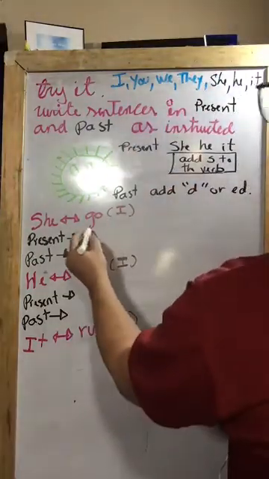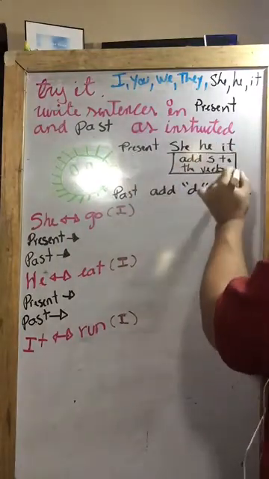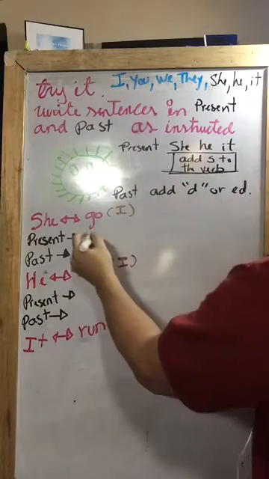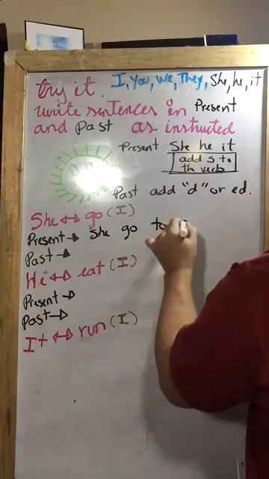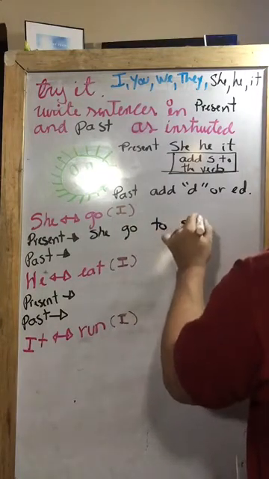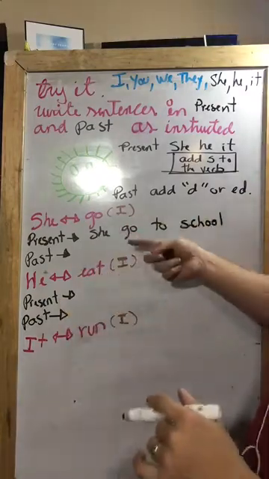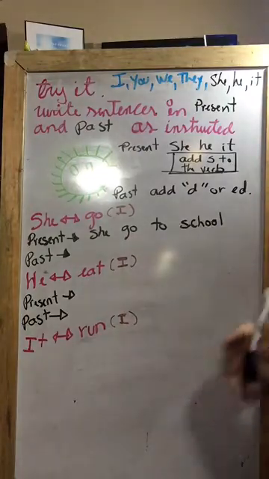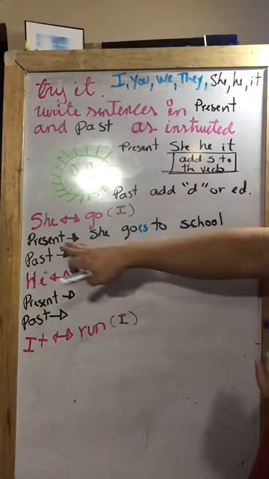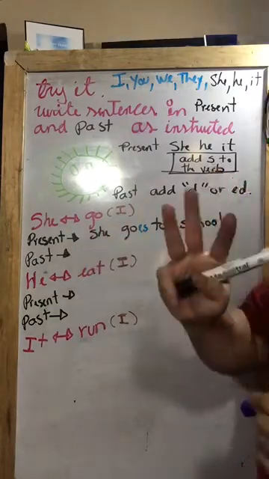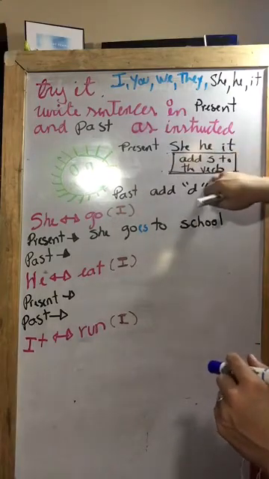So, she, go. Now remember, for the present, she, he, and it, we need to add s to the verb. So we write she go to school. Now, what am I missing in here? Is this correct? No, this is not correct because you're missing something else. She goes to school, because this is present in the third person, and every time we read a sentence in present with she, he, and it, we add s to the verb.